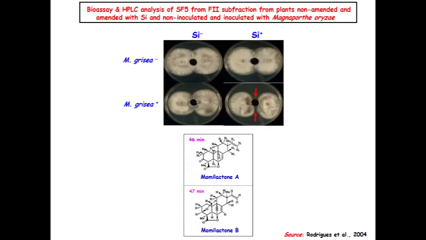Similarly, we did some work with HPLC analysis, where we extracted subfractions from plants that had been amended and non-amended with silicon and challenged by the pathogen. Here's the pathogen, here's with silicon, and you can see this zone of inhibition. And right here is where 50 microliters of that subfraction was placed. At 46 and 47 minutes after elution, momilactone A and momilactone B were found. These are phytoalexin compounds, and phytoalexins are known to have antimicrobial activity against this pathogen. In fact, there are about 4 or 5 other phytoalexin compounds that have also been identified in rice.